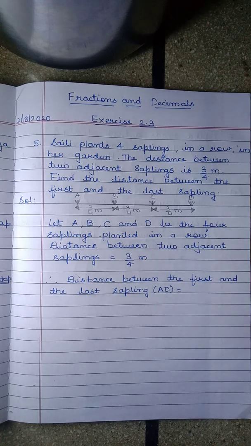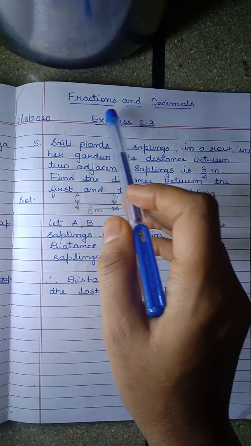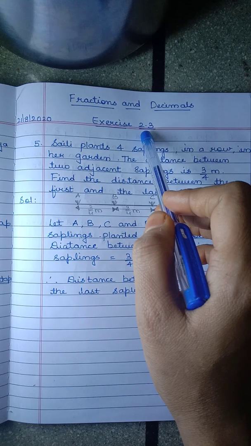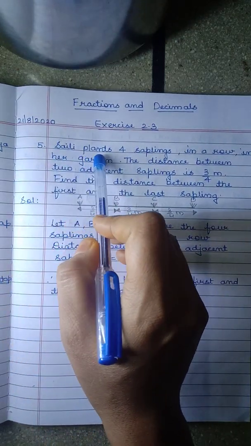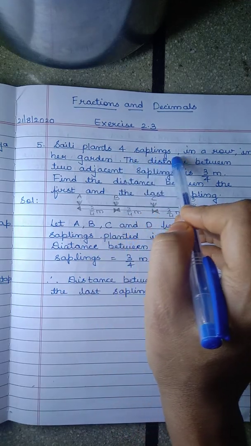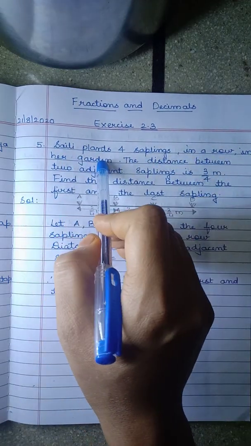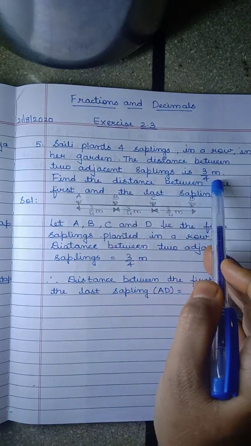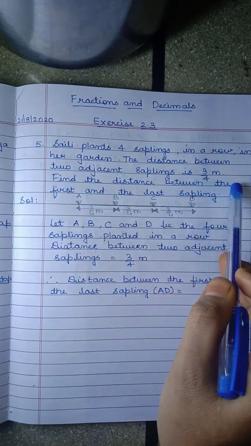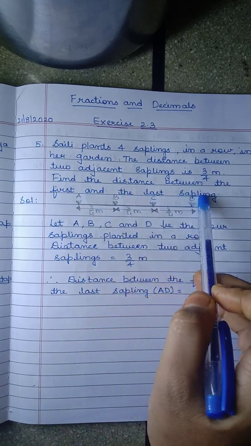Good morning, children. So today let's start with fractions and decimals, exercise 2.3, fifth question. Siley plants 4 saplings in a row in her garden. The distance between two adjacent saplings is 3 by 4 meter. Find the distance between the first and the last sapling.